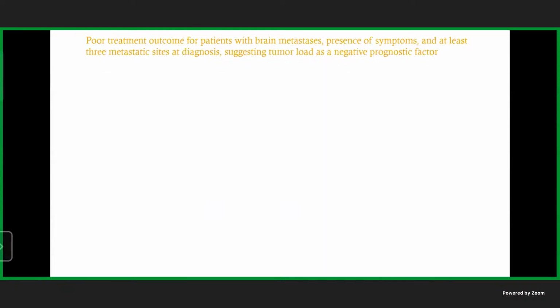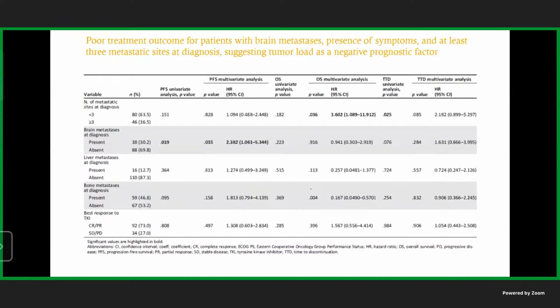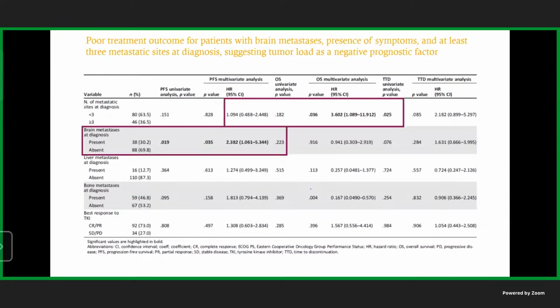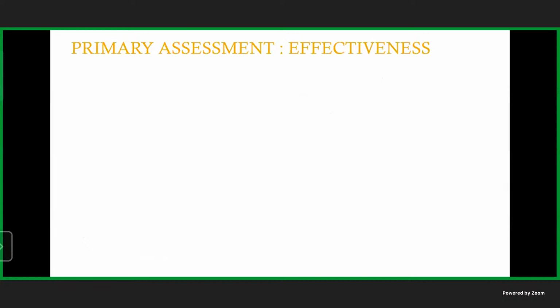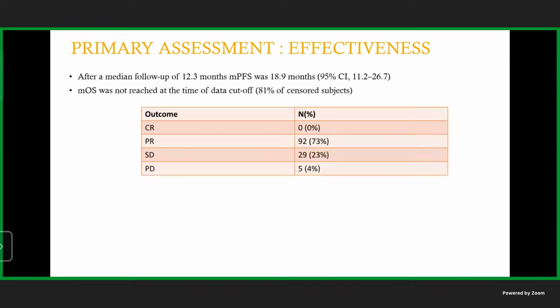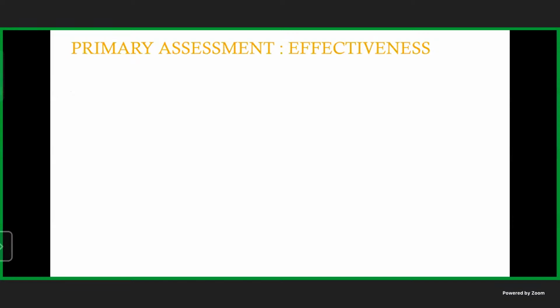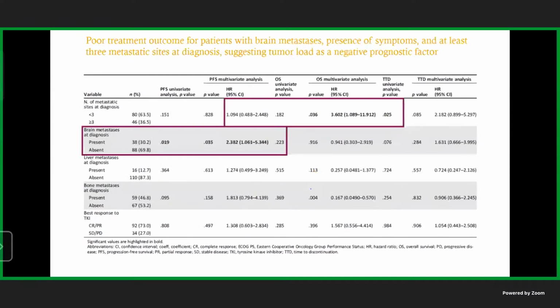This we have discussed: poor treatment outcome in patients with brain metastasis, presence of brain symptoms, and at least 3 metastatic sites at diagnosis. And you can see the hazard ratios also favored those patients who had fewer than 3 bony metastases, fewer than 3 sites of metastasis, and those patients who had brain metastasis and symptoms.